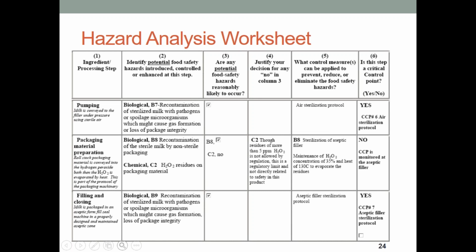And so what sort of control measures might we put in place, or preventive measures, or preventive controls? There's the sterilization of the aseptic filler itself, and there's the maintenance of hydrogen peroxide. And then filling and closing, similar. Milk is packaged in an aseptic form-fill seal machine in a properly designed and maintained aseptic zone. We have potential biological contamination, but we say we're going to take care of those because we have an aseptic filler protocol in place that's going to deal with it. So generally, that's how our hazard analysis worksheet might be set up.